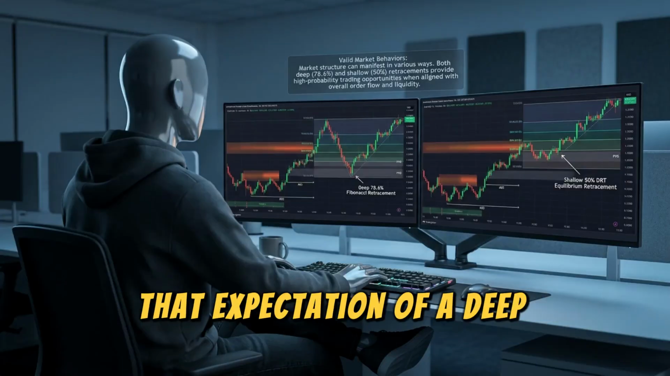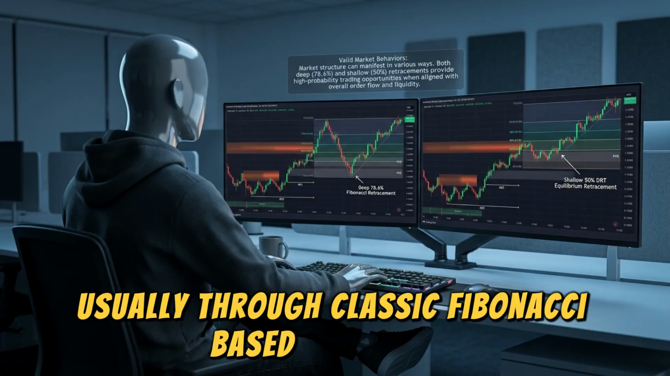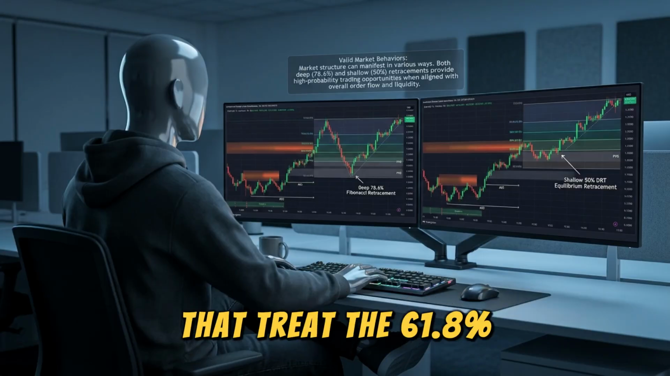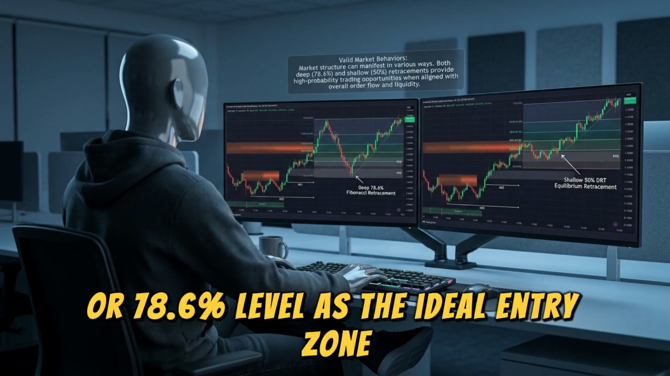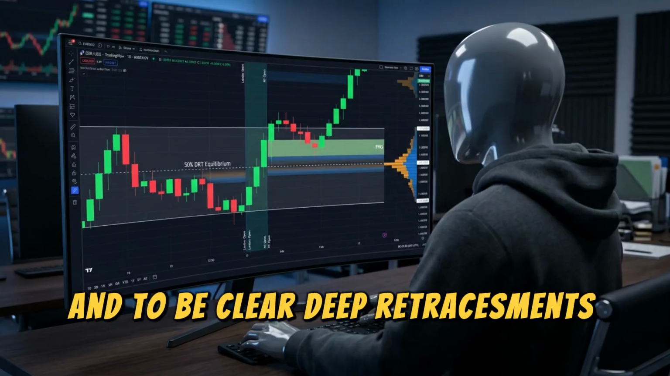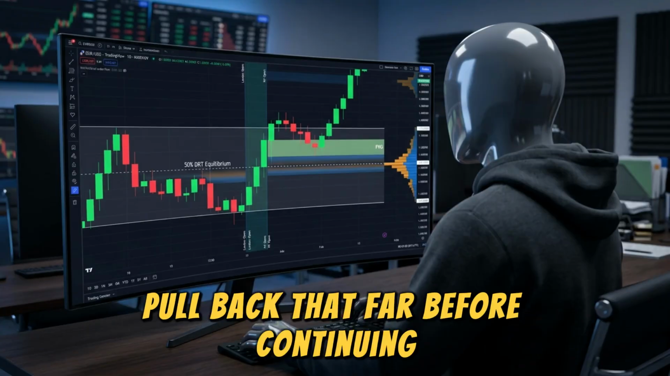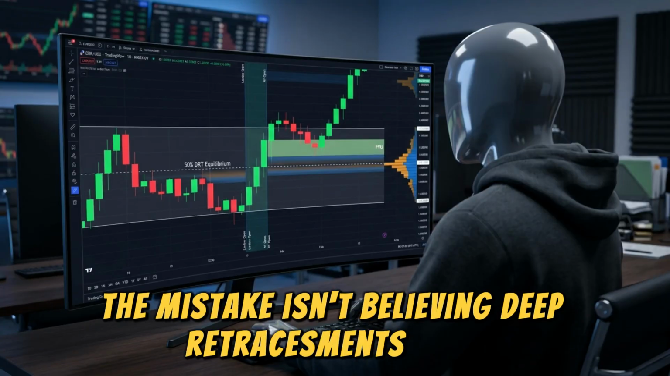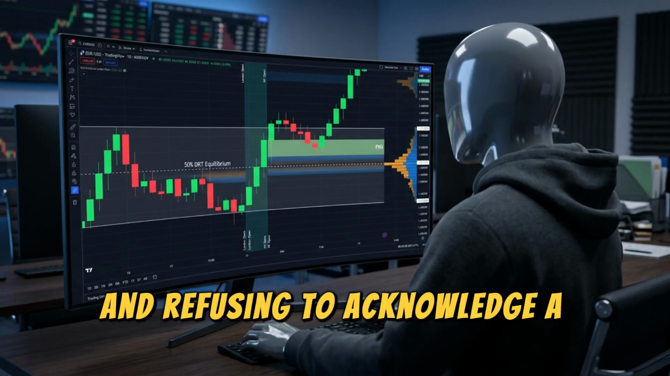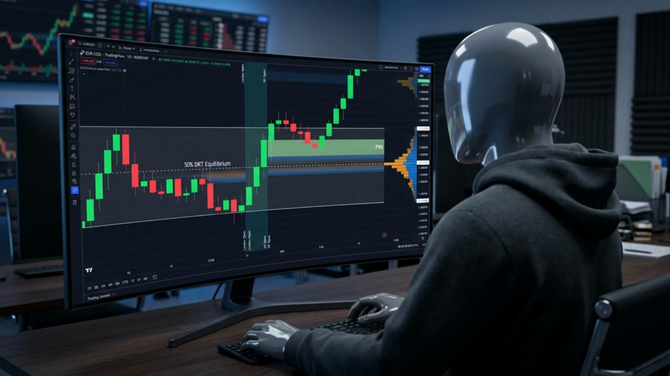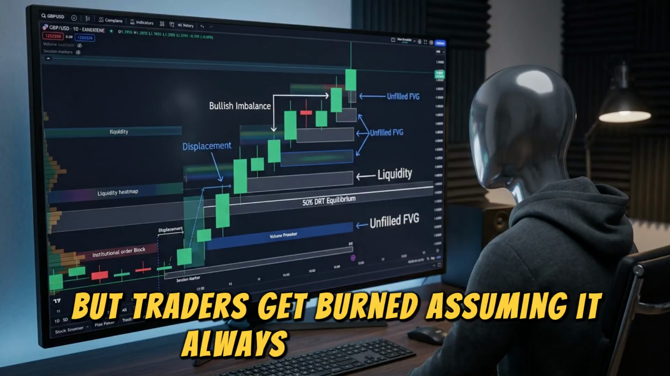That expectation of a deep retracement gets baked into traders early, usually through classic Fibonacci-based strategies that treat the 61.8% or 78.6% level as the ideal entry zone. And to be clear, deep retracements absolutely happen. Plenty of legitimate setups do pull back that far before continuing. The mistake isn't believing deep retracements exist. The mistake is assuming they're mandatory and refusing to acknowledge a move until price has earned that pullback by your own arbitrary standard. But traders get burned assuming it always has to happen.